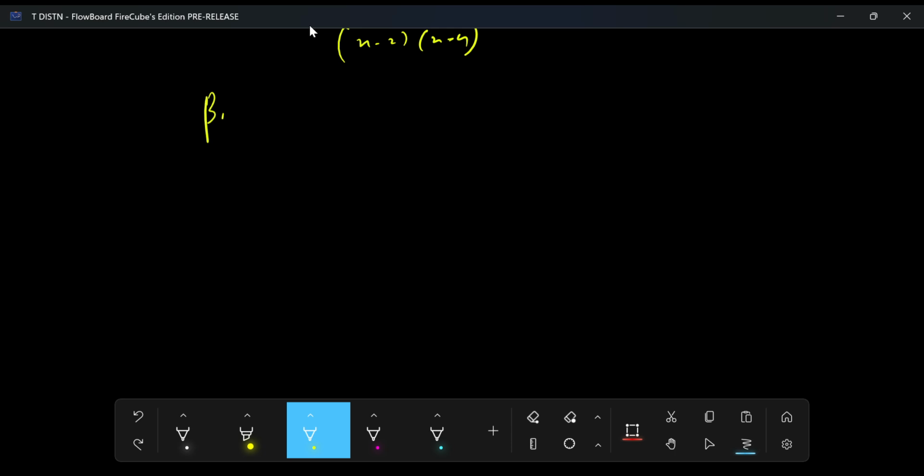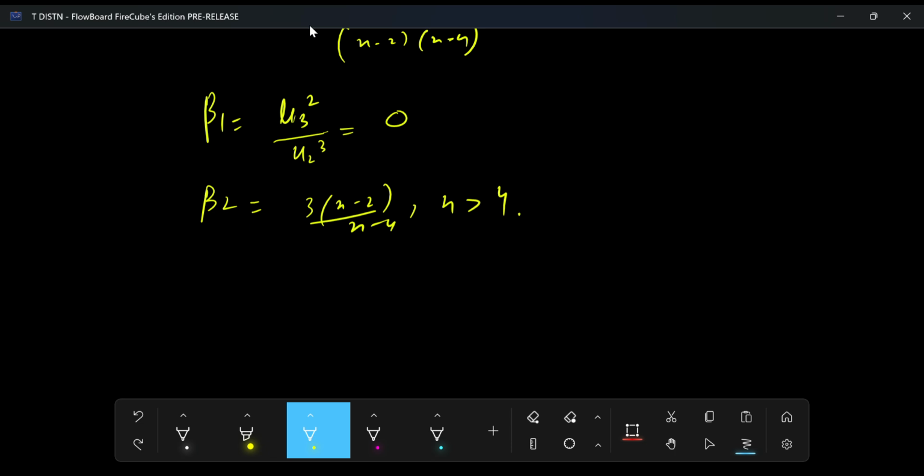And what will be my beta 1? That is skewness, that's mu 3 square upon mu 2 cube. Mu 3 is 0, so beta 1 will be 0, as the odd moment mu 2r plus 1 is 0. So beta 1 will be 0, and beta 2 will be 3(n minus 2) upon (n minus 4). So n should be greater than 4. As n tends to infinity, beta 2 will tend to 3.